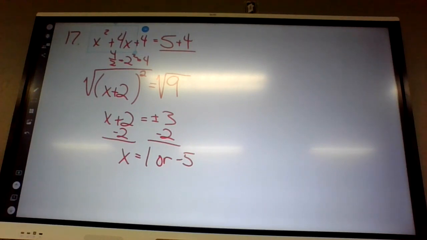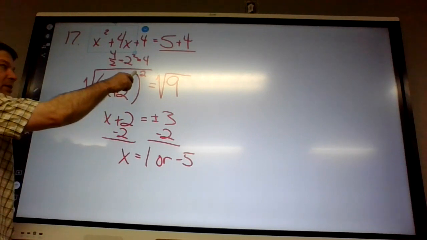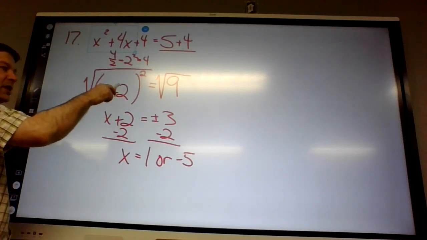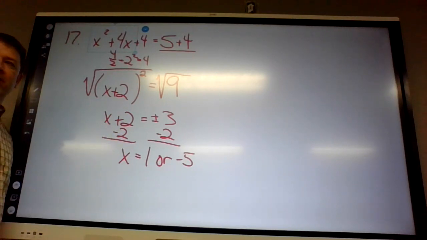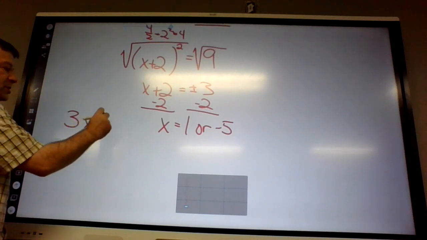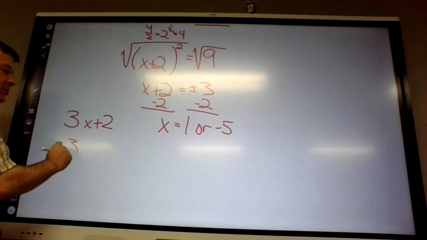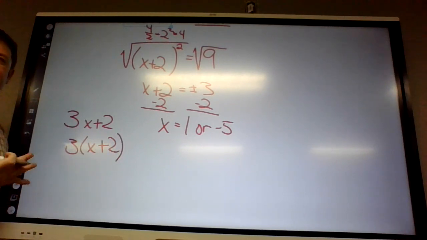Mr. Donald, when do we do that for parentheses? Well, since all of this is squared, I needed parentheses, but once I got rid of the square, it wouldn't really need them anymore. Just kind of depends. This one just means 3 times x plus 2, this one means 3 times all of x plus 2. So it depends on what you're doing.